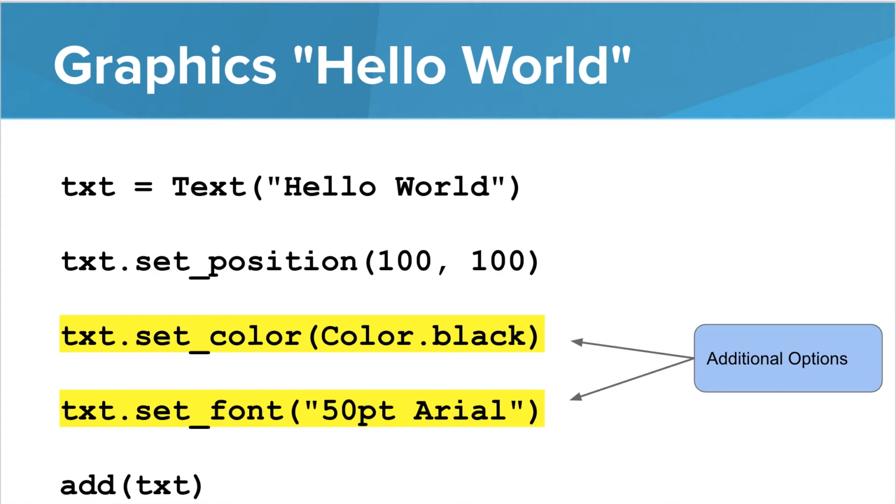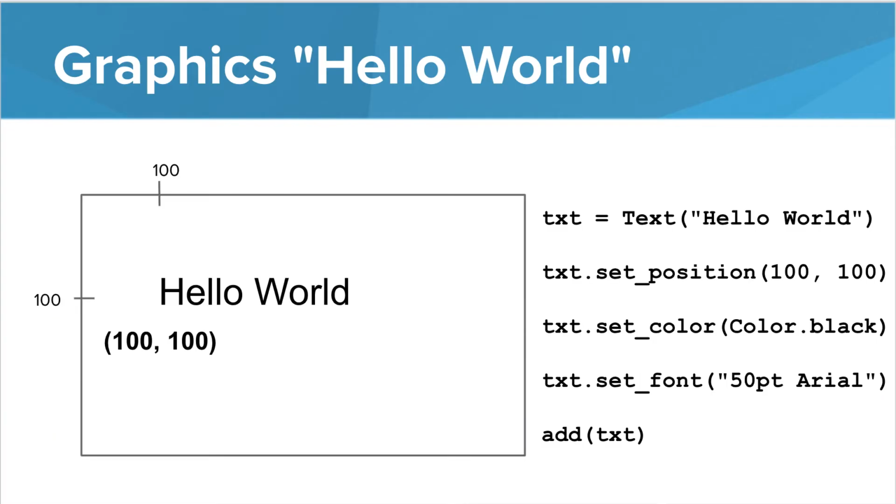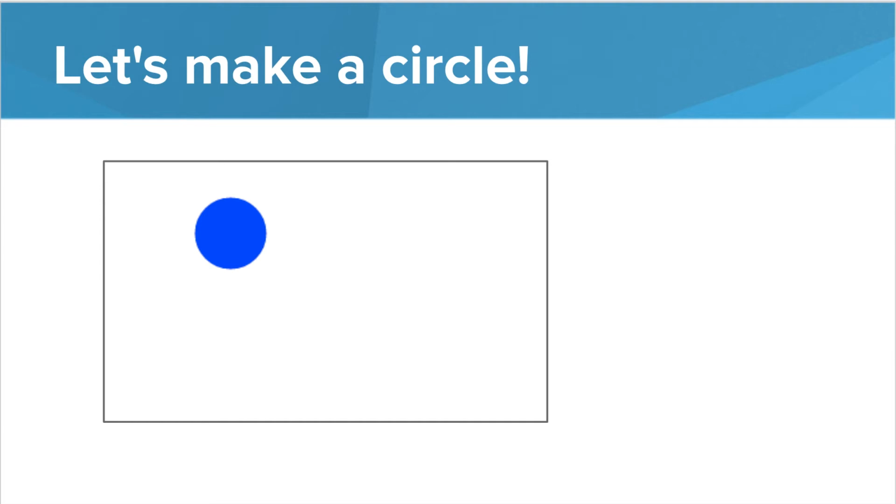We can have some additional options with text that will help us define how our text looks. Using the set color option, we can set the color of the text. Set font allows us to change the size and font type of the text. And our result is having Hello World on our screen in black, 50-point Arial, with the bottom left corner located at 100, 100.